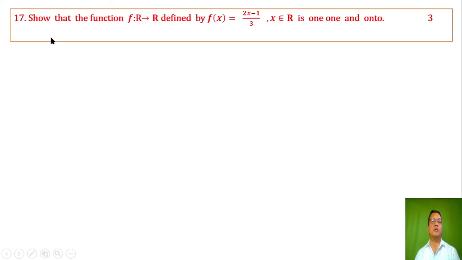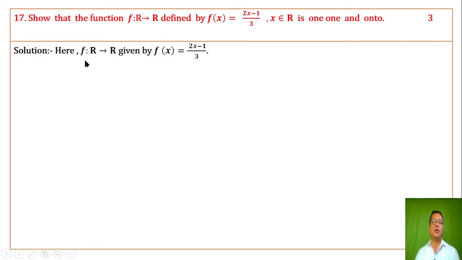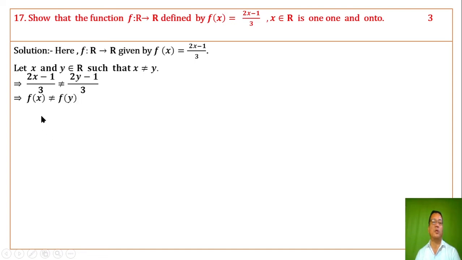Question number 17. Show that the function f from R to R defined by f of x equal to (2x minus 1) by 3, x belongs to R, is one-one and onto. 3 marks. Here f equal to this. Let x and y belong to R such that x does not equal y. Multiplying both sides by 2, subtracting 1 and dividing both sides by 3, we get this, which these two terms are not equal. Which is equal to f of x, which is also equal to f of y. These two are not equal. By definition of one-one, we have f is one-one.